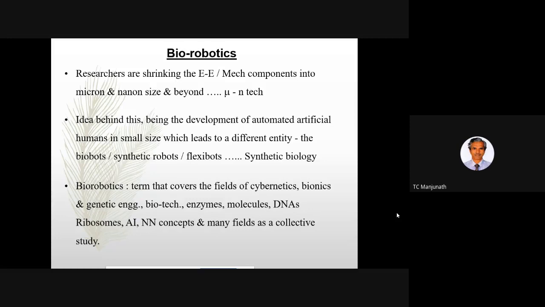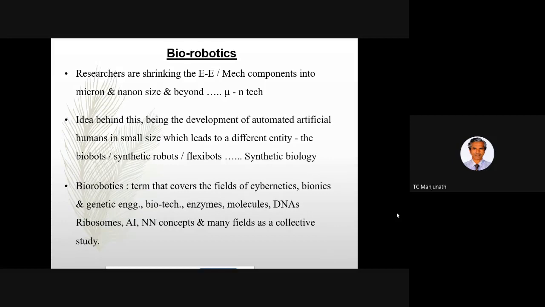What is that biorobotics? That is a term which covers the fields of cybernetics, bionics, genetic engineering, biotechnology, enzymes, molecules, DNA, ribosomes, AI, nano, the neural networks, and many fields into a collective stream. Yesterday, the neural networks, CNN, we used at a macro stage.